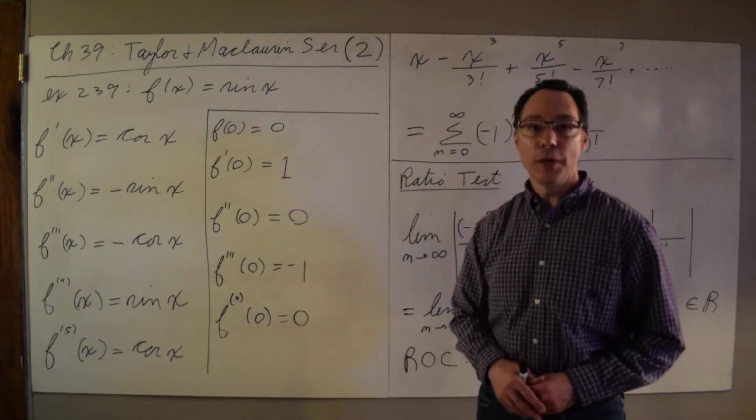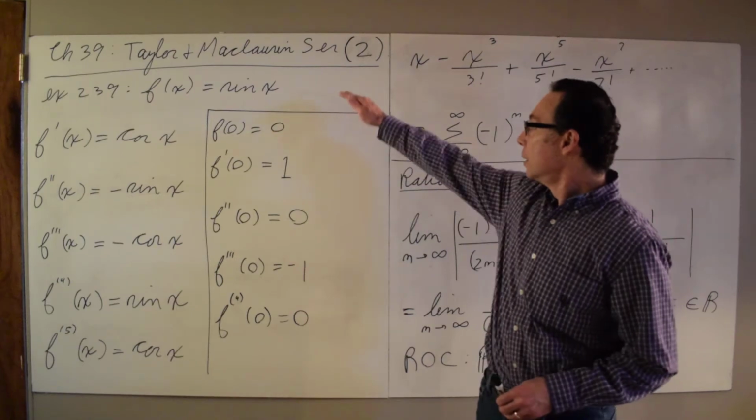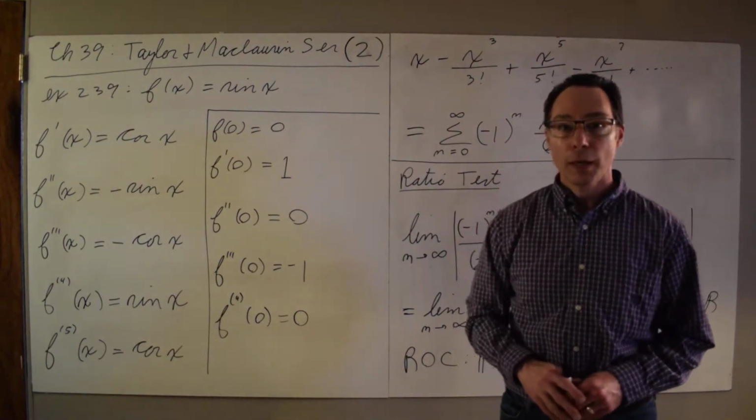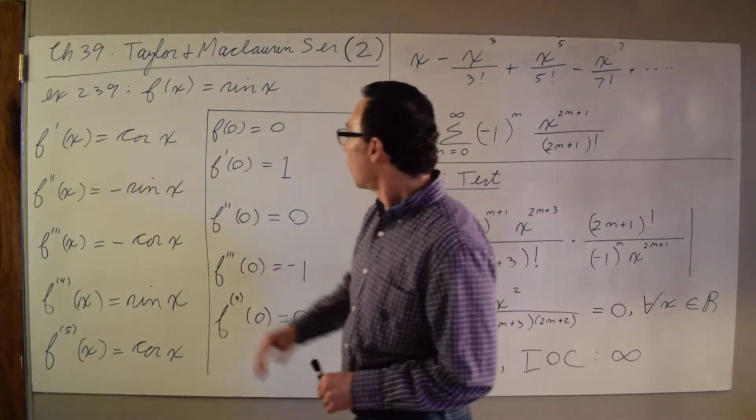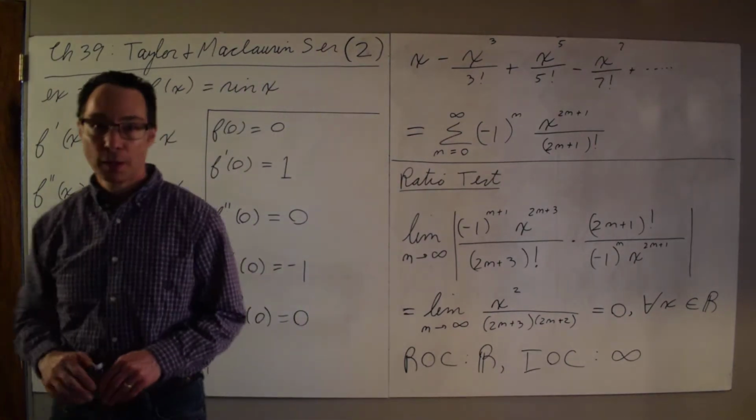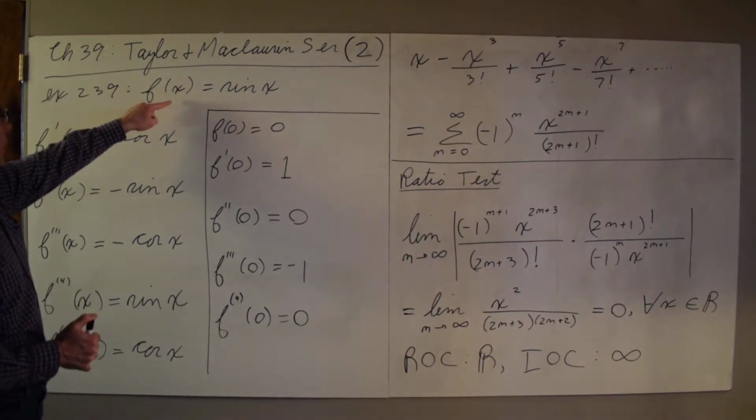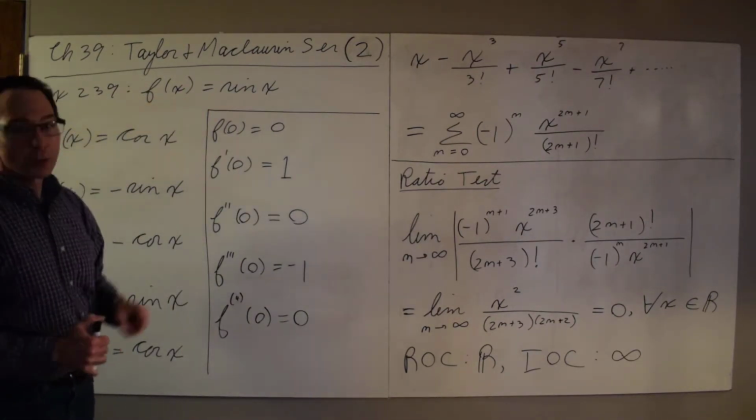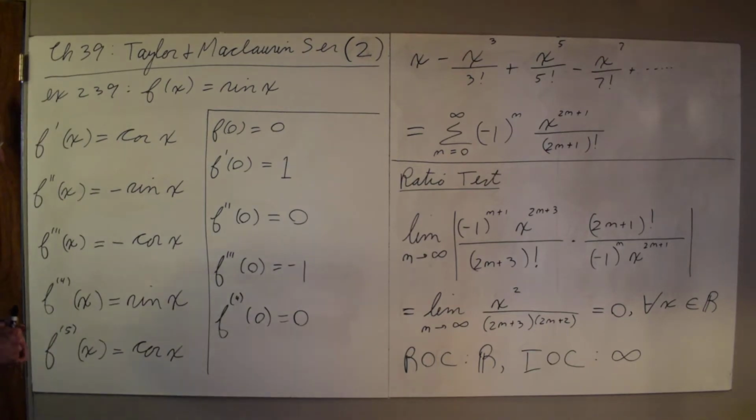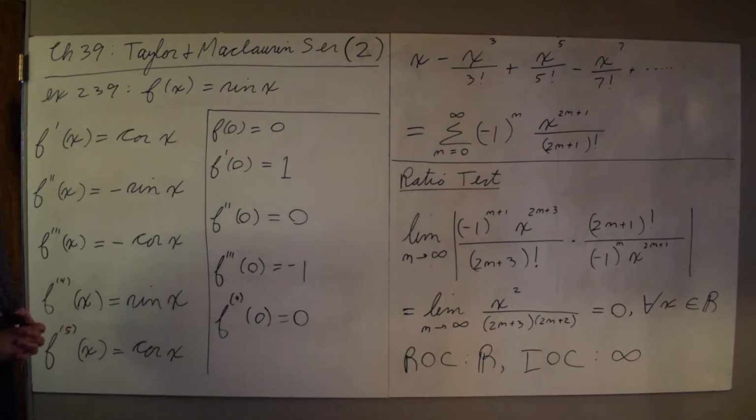This is the second video over Chapter 39, Taylor and Maclaurin series. In this video we will do Example 239. We are asked to find the Maclaurin series for f of x equals sine of x and determine its radius of convergence and its interval of convergence.